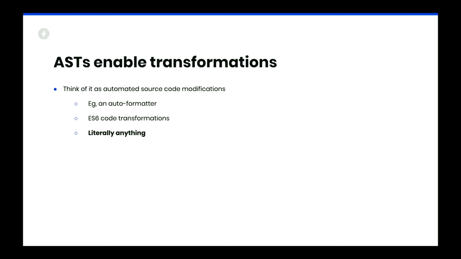And these output codes could be auto formatters. Prettier, our code formatter, uses an AST internally. We could have ES6 code transformations if you've ever used Babel. Babel does code transformations using an AST. We can make it do anything. Imagine GCC. That's what transformations allow.